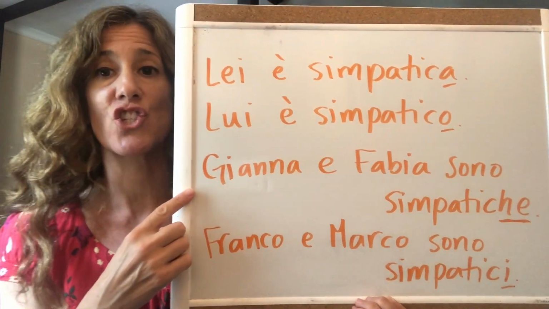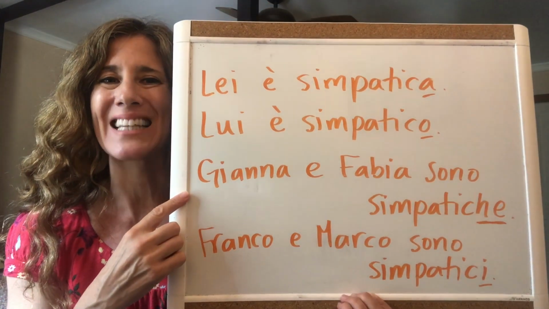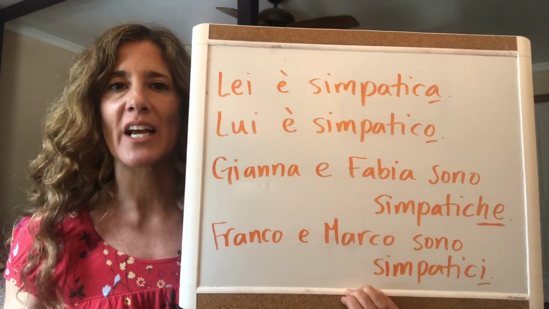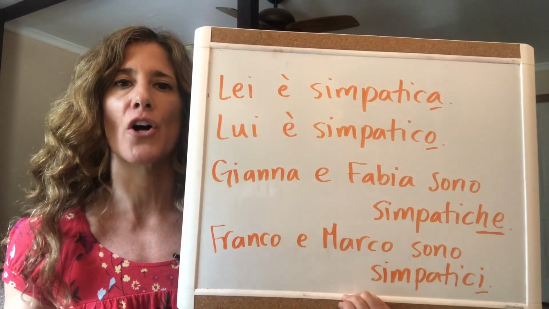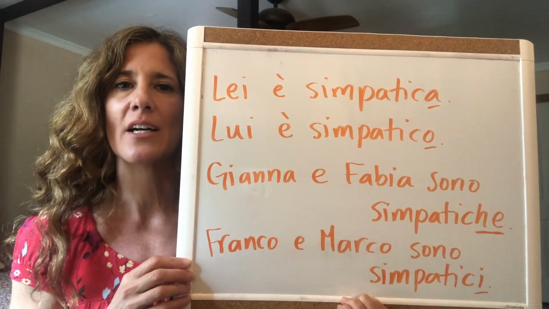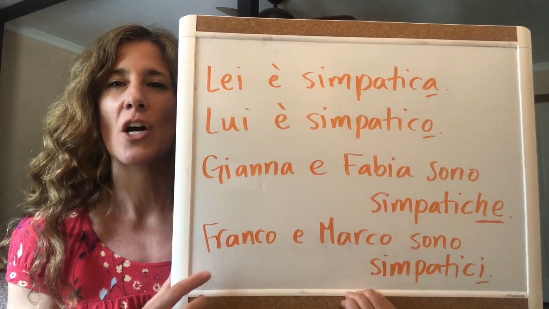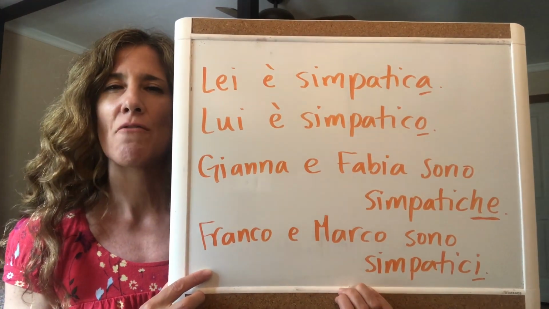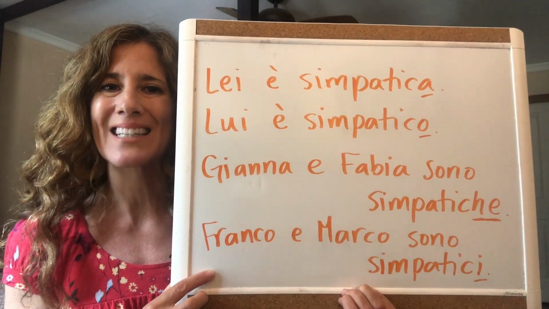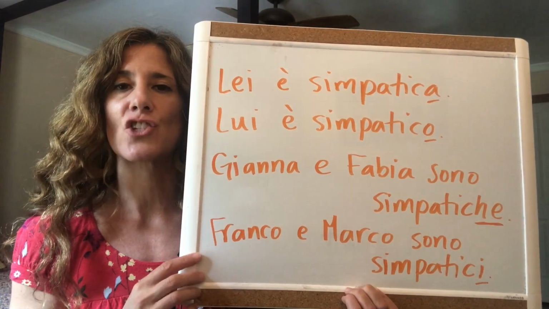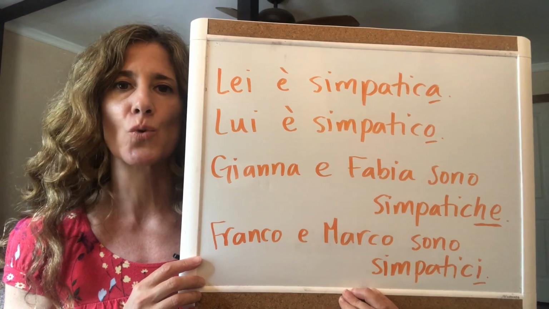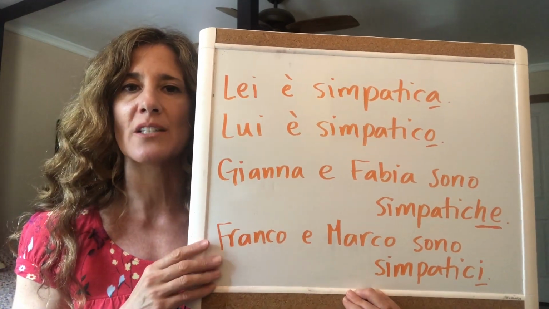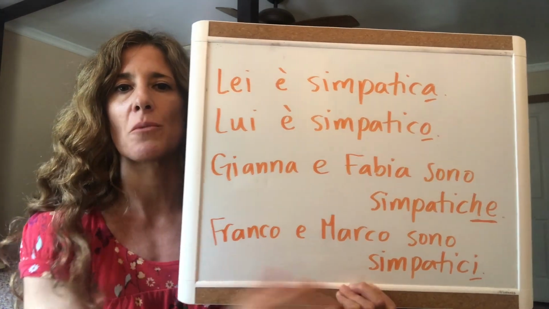The next one, Gianna e Fabia sono simpatiche. So here we had to add that H to retain that hard sound. We want to keep that hard K sound there, okay? So simpatiche with the H. But in the plural masculine form, when we're talking about two guys, Franco e Marco sono simpatici, we don't add the H. And that's because, like I said, the rule is if the accent is on the third to the last syllable, then you don't need to add an H in the masculine plural form.